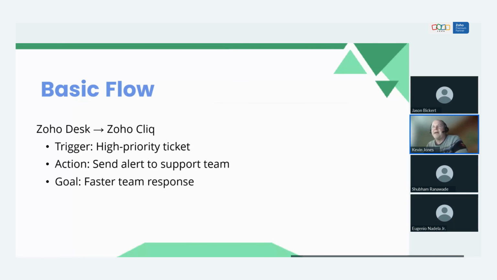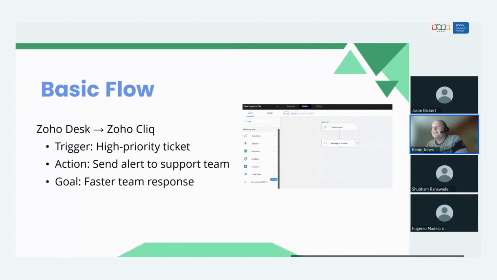I don't know if we have the slide with the image of this. Yeah, there it is. So flow itself is not super photogenic. It's basically lots of boxes connected by lines. But this is the ultimate standard example of a flow. One thing happens in one app, you have an event that occurs in another app. So in this case, from Desk to Click.